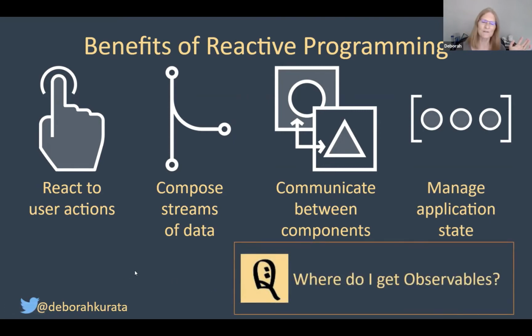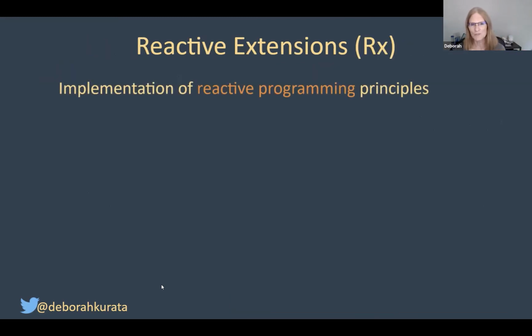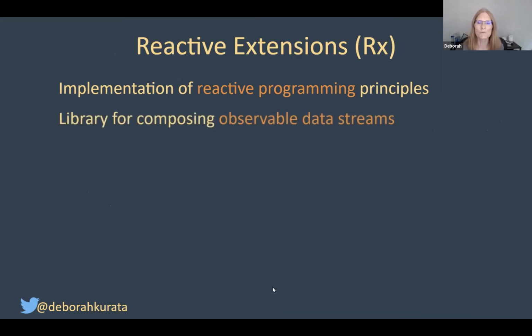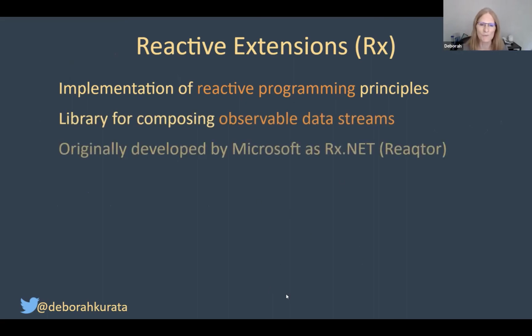So where do we get these amazing magical observables? They are part of reactive extensions. Reactive extensions are an implementation of reactive programming principles. They're also a library for composing these observable data streams. Not everyone knows this, but reactive extensions were originally developed by Microsoft as Rx.NET. And Microsoft is currently working on a new implementation of reactive extensions that is sort of cloud-ish, and it's called Reactor. So if you're in the Microsoft space and you're interested in that, you can check that out.